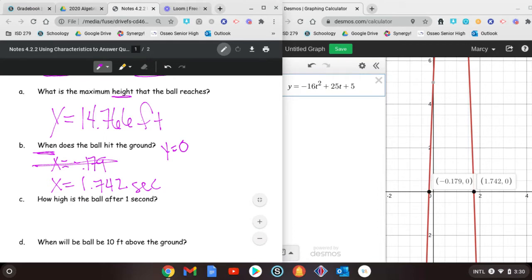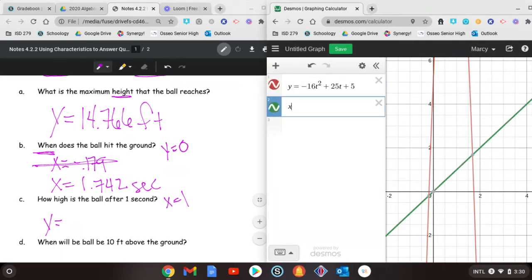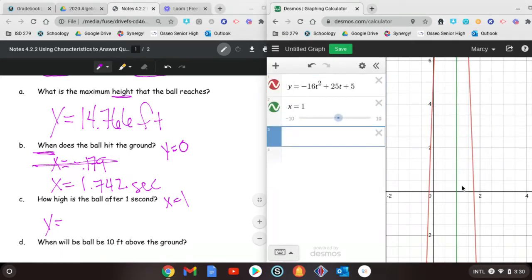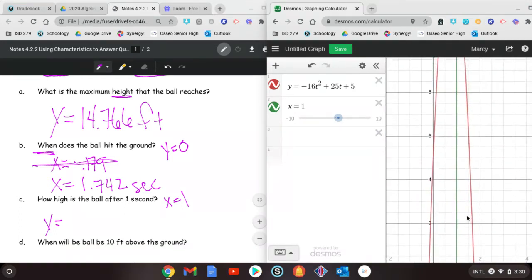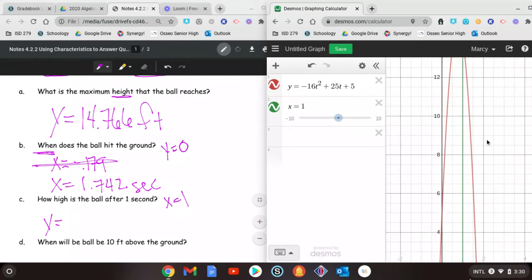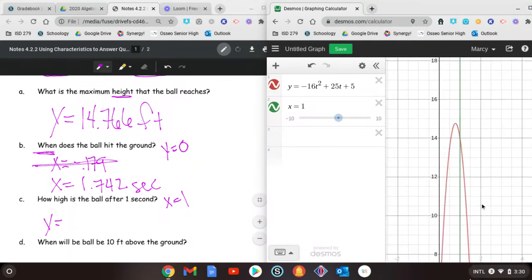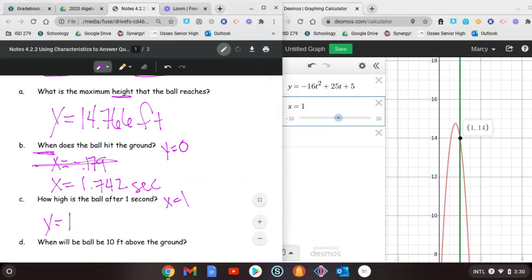How high is the ball? They're asking for height, so they want a y value after 1 second. That means x equals 1. So there is my x equals 1 line. I have to go all the way up and find the intersection. And it's 14 feet.